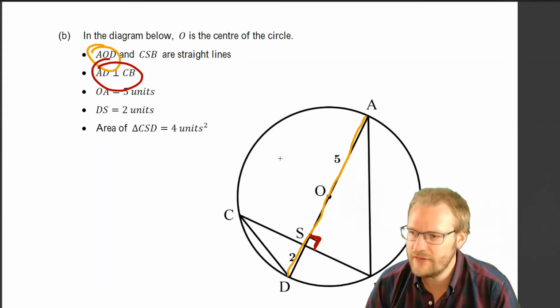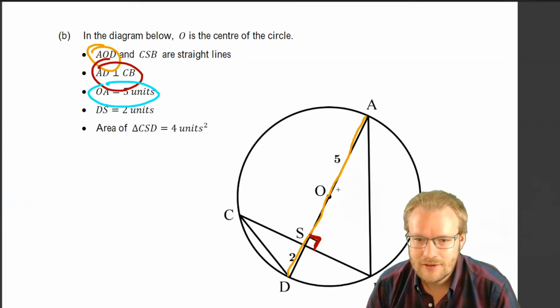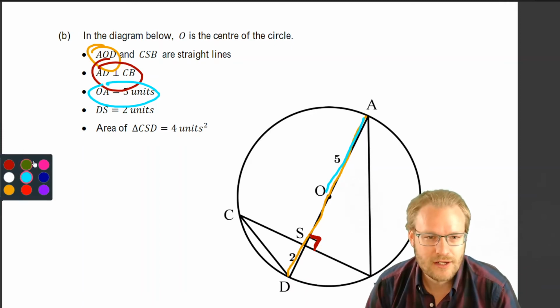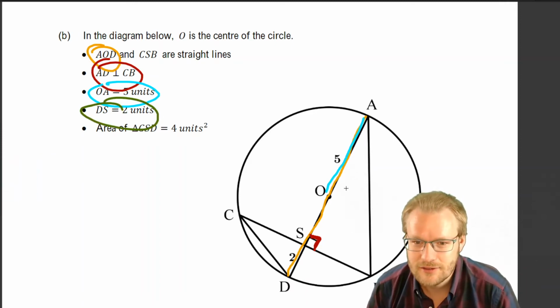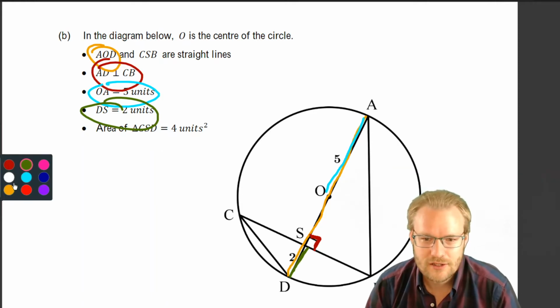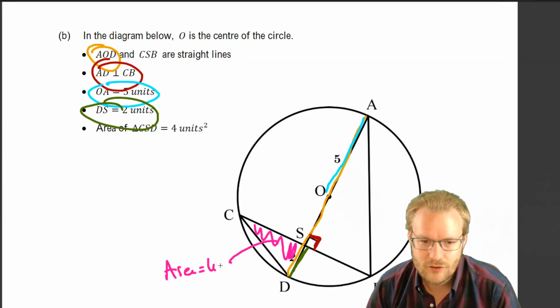OA equals 5 units, I think, from what I've half crossed out there. So that's 5. Okay, so this distance over here is 5. DS equals 2 units. Let's see, what else can we cross out in the process? This thing here equals 2 units. Well, there's a 2 there, so let's just do that. And the area of CSD equals 4 units squared. CSD is 4 square units. So this area equals 4 units squared.